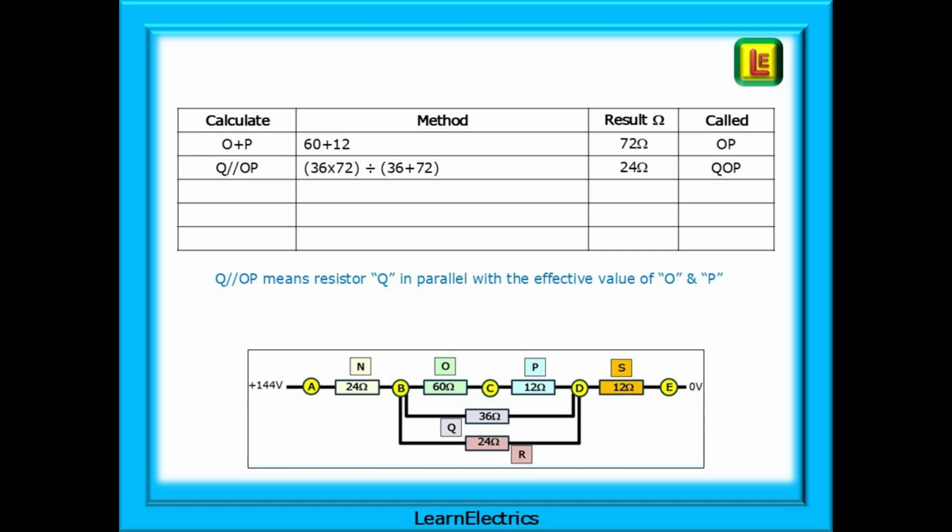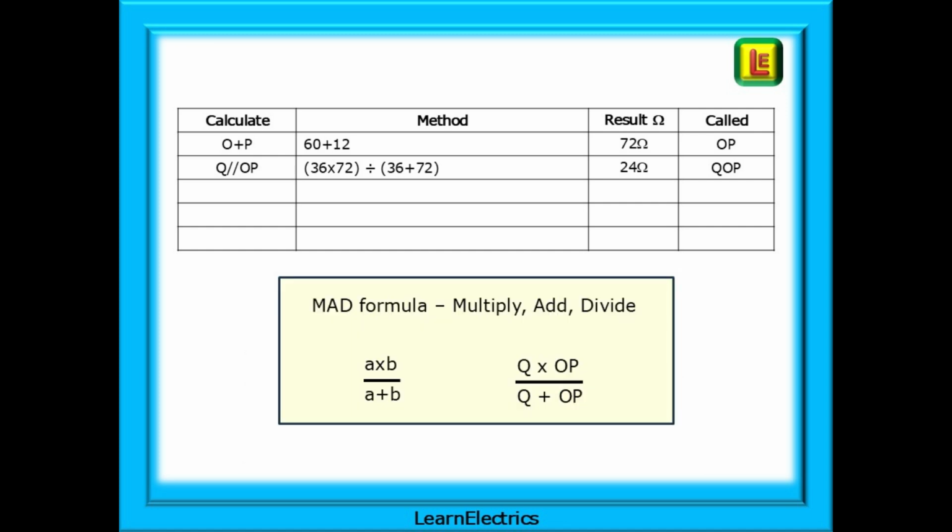giving an answer of 24 ohms, and we've labelled this QOP. If you're not familiar with the MAD formula, it's a quick and easy calculation to find the effective resistance of any two resistors. It is A multiplied by B on the top row, then A added to B on the bottom row, and finally divide the top row by the bottom row. Multiply, add, divide, the MAD formula.